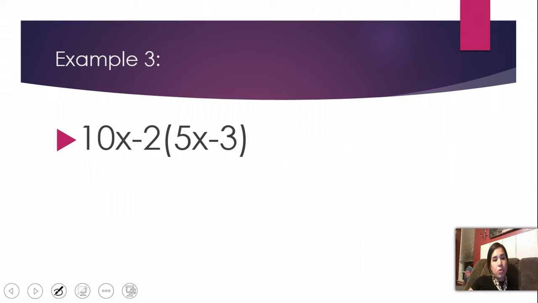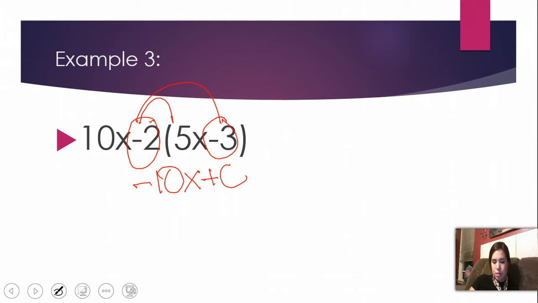Okay, in example 3, same kind of thing. We have a 2 in front, but that little minus sign makes it a negative. So I'm actually multiplying what's inside the parentheses by a negative 2. So I distribute. Negative 2 times a positive 5x gives me negative 10x. And then I'm going to do negative 2 times, again looking at the sign that's in front, negative 2 times a negative 3, and that gives me a positive 6.